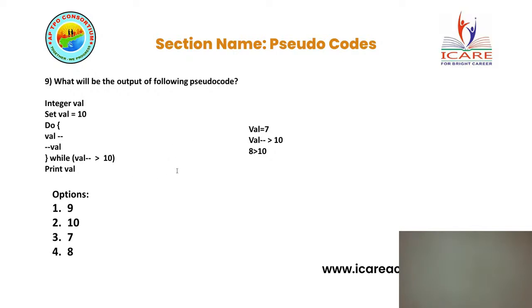So now just print the value. Whenever we are printing the value, the value which is stored in the val variable will be given. So here in val we have 7. So 7 will be the output. So the third option. 7 will be the output.